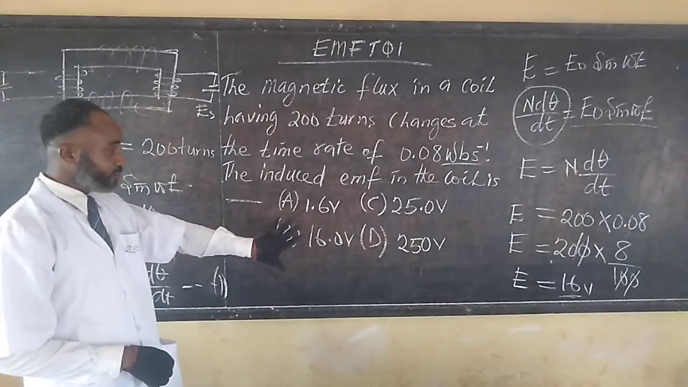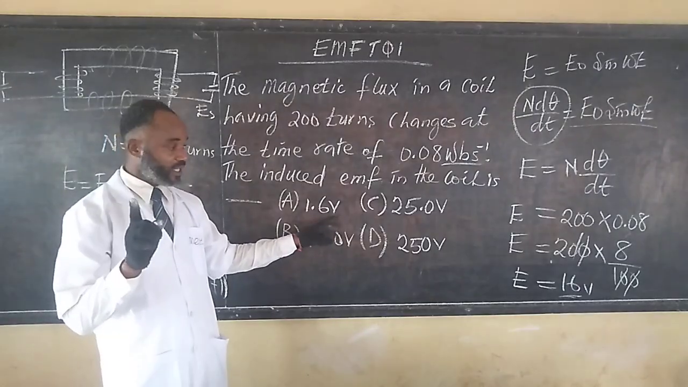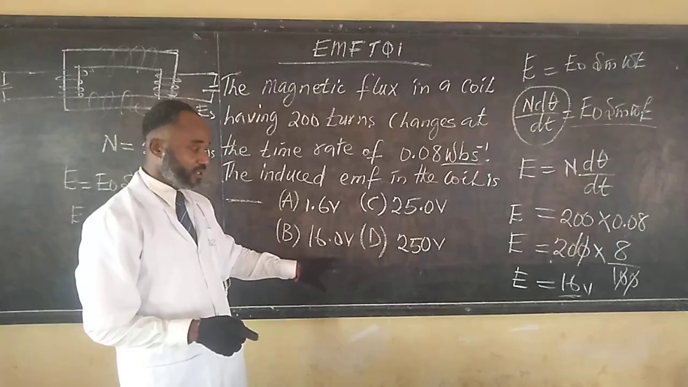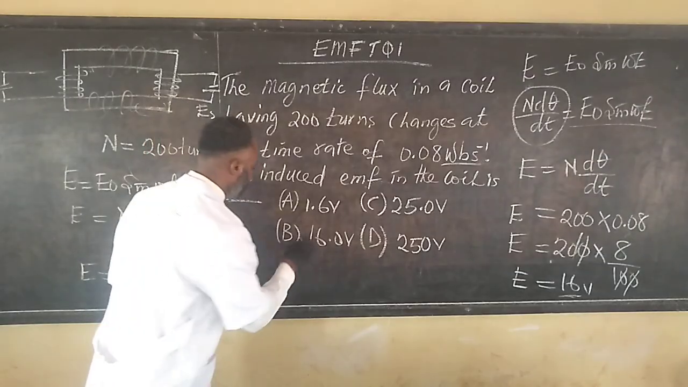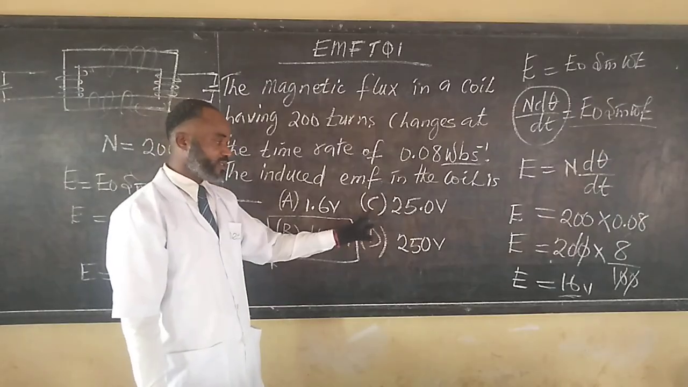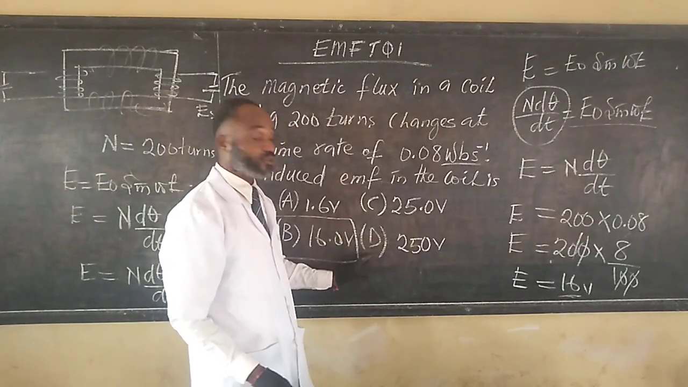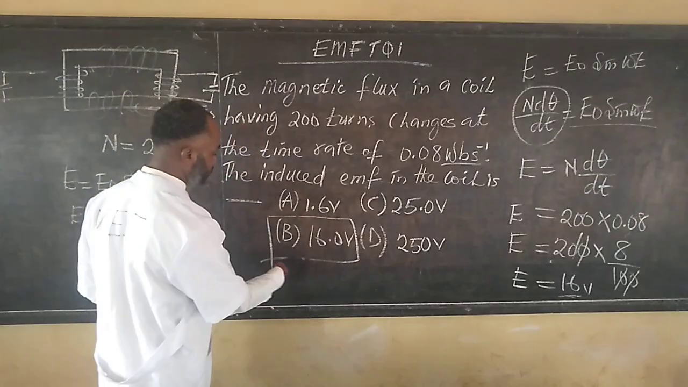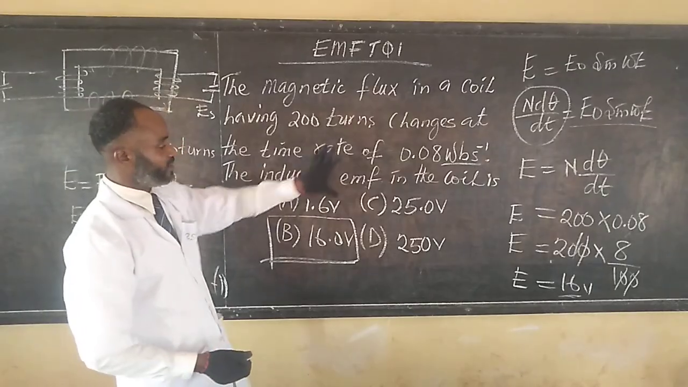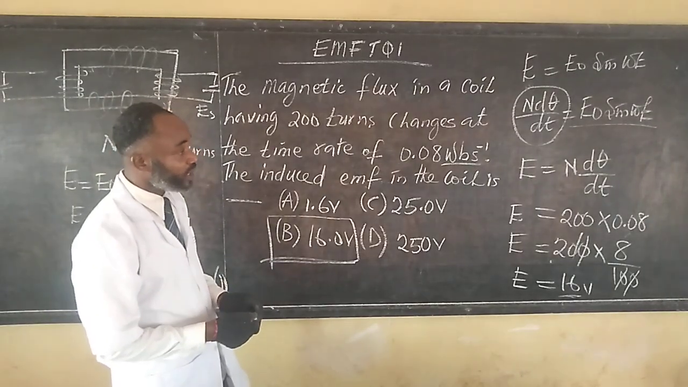Now let's go back to the options given. Option A is 1.6 volts, not it. Option B is 16.0 volts. Definitely, option B is the correct option, and that's the correct answer. Option C is very far away from it. Option D, the same thing. So we finally conclude that the induced EMF of this is just 16 volts. That is what it should be.